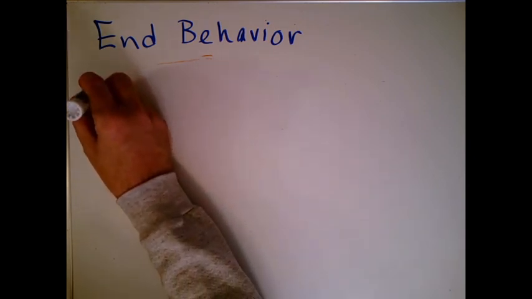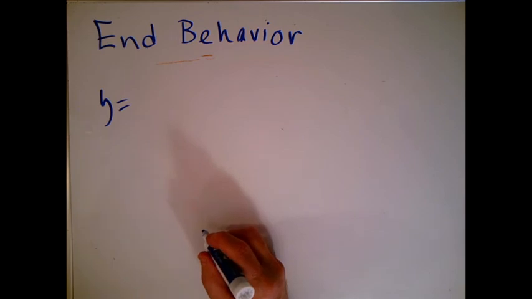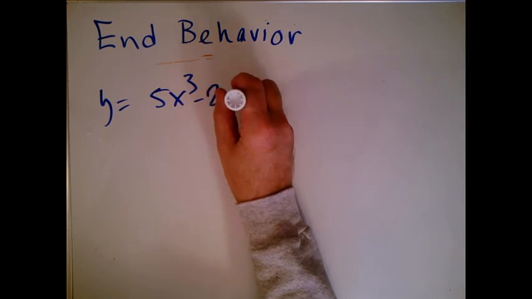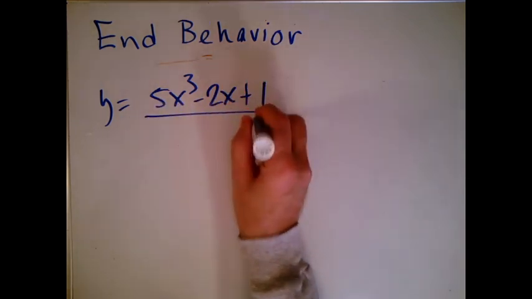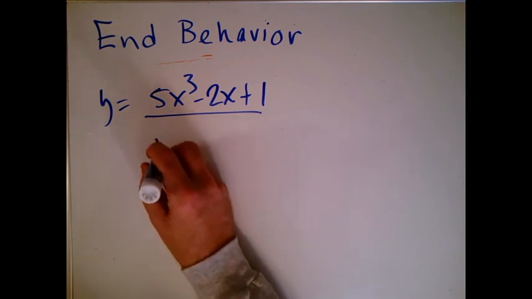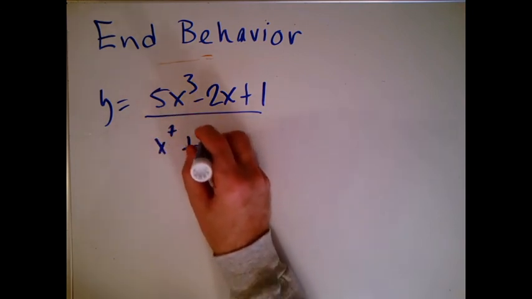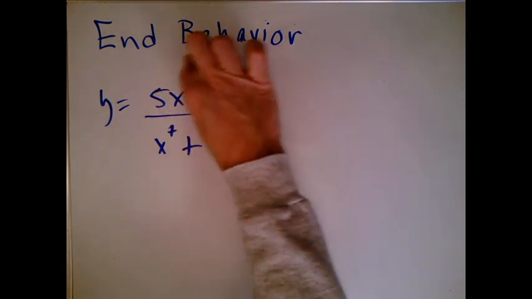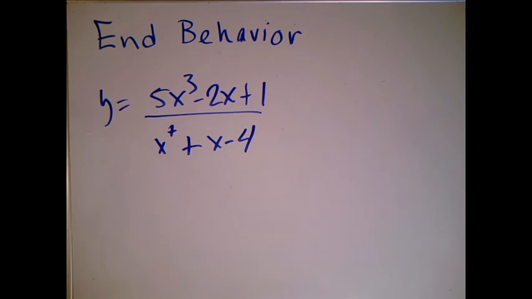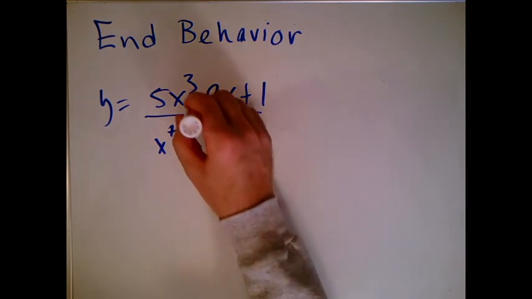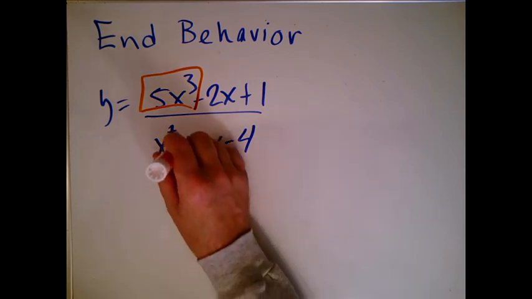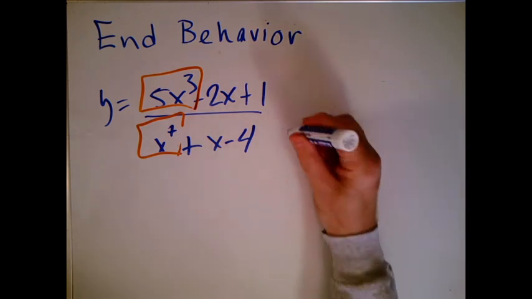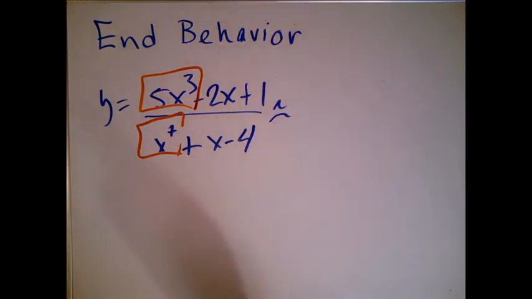For our last example, we're going to look at 5x cubed minus 2x plus 1, and then x to the 7th plus x minus 4. And remember, all we're asking is what happens to this graph when we zoom out way to the right and way to the left. Well, this is a rational function, so all I have to do is look at the leading term on top, leading term on bottom, and then we're going to write is approximately equal to.